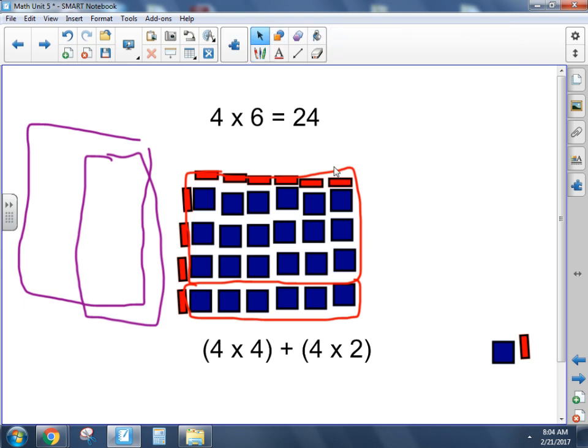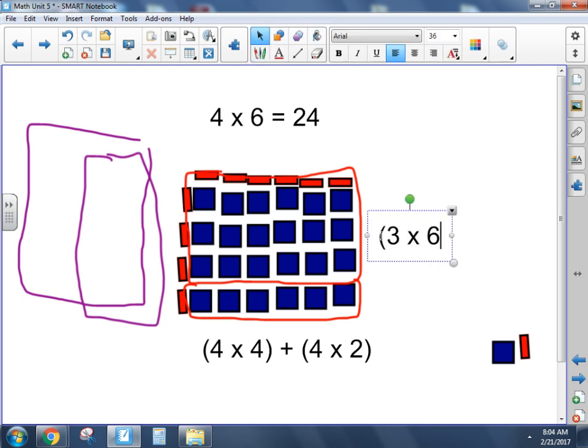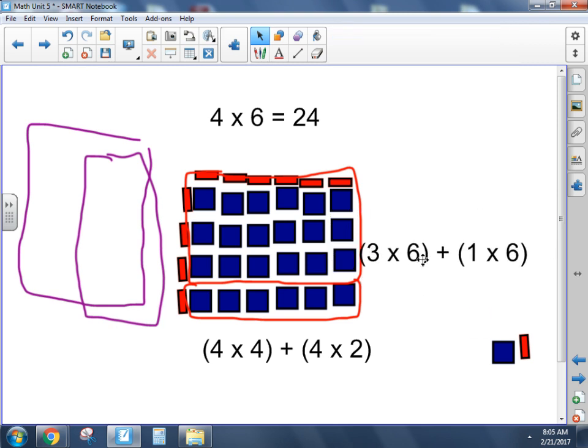So my new equation for this one would be 3 times 6, and I could add that to a 1 times 6. And now that I have that, I've got a different equation that I could use. And you could split this up many, many different ways.